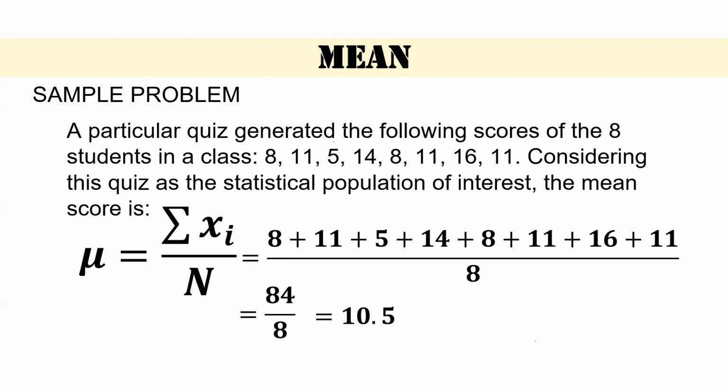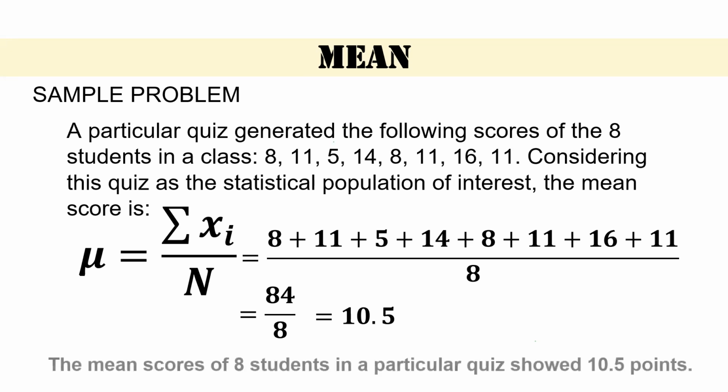Since there are 8 scores, we divide the sum by 8. And you will get the answer, 10.5. Thank you. This means that the mean score of the 8 students in a particular class is 10.5 points. Okay? All right. So that's your mean. We are all familiar with that.